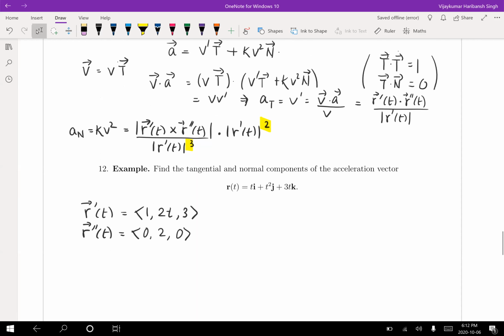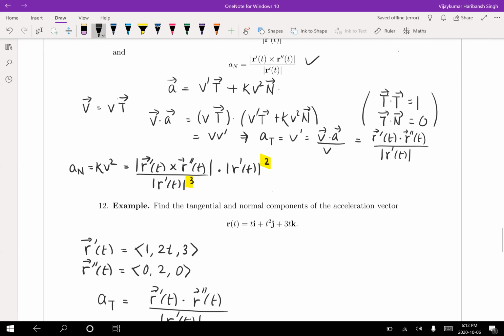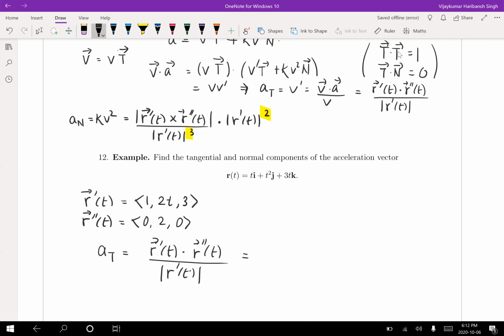So now first we'll compute AT. The tangential component is r prime t dotted with r double prime t, divided by the length of r prime t. As you can see here, the dot product of these two I can compute on the fly. It's going to be 4t divided by the square root of r prime t, which is 1 squared plus 4t squared plus 9. So this is 10.